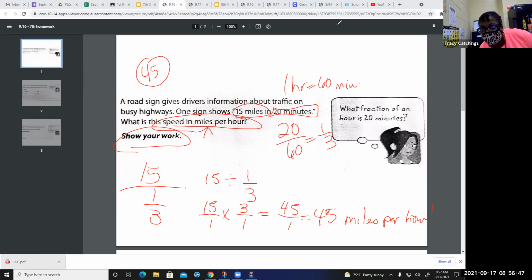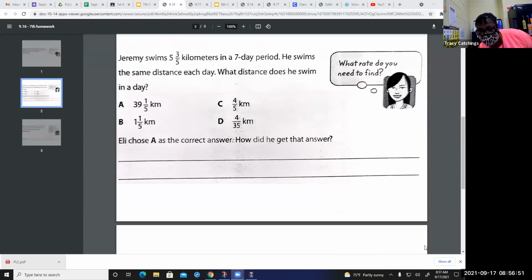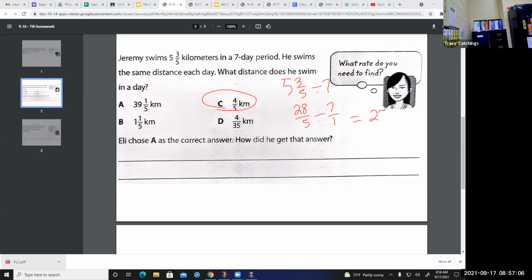Number 2, what did we get? Talk to us. Anybody, come on. 5 3/5. Somebody said divide by 7. She said that's 28/5. Divide that by 7, which is 1/7. 28/35. Simplify by 7 to get 4/5.